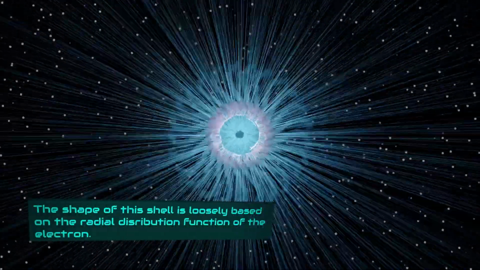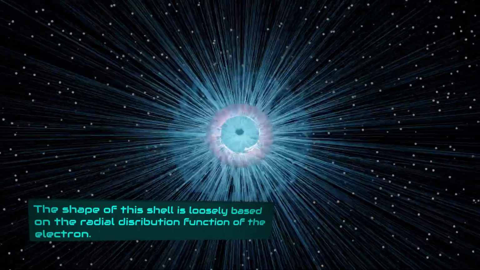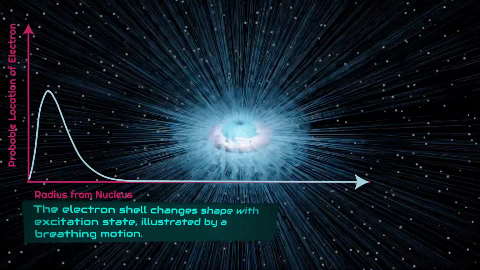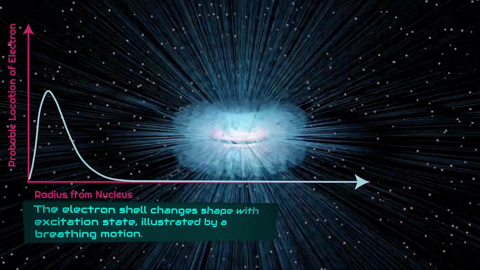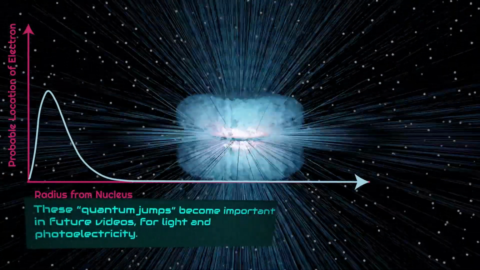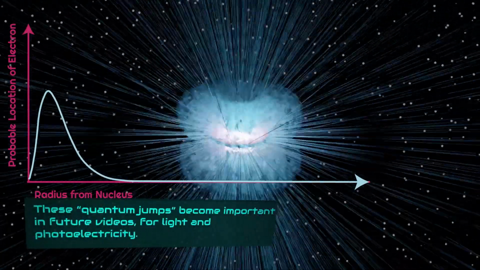The shape of this shell is loosely based on the radial distribution function of the electron. The electron shell changes shape with excitation state, illustrated by a breathing motion. These quantum jumps become important in future videos for light and photoelectricity.